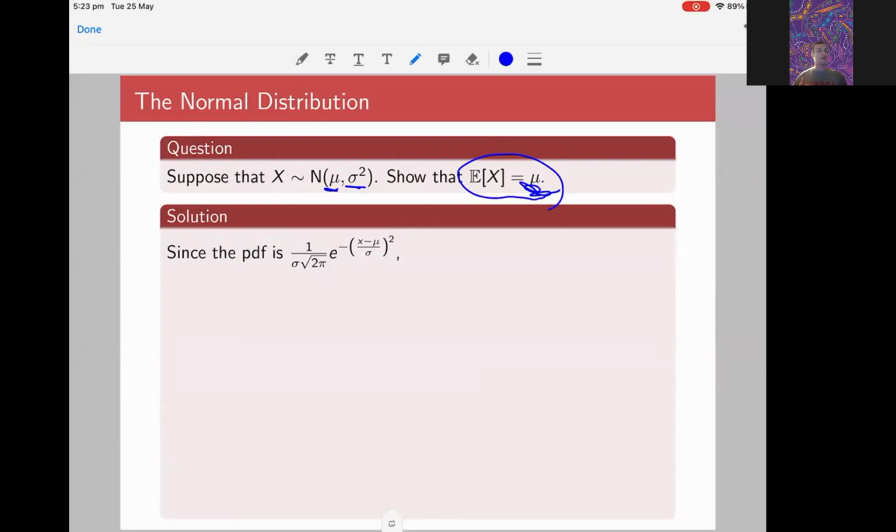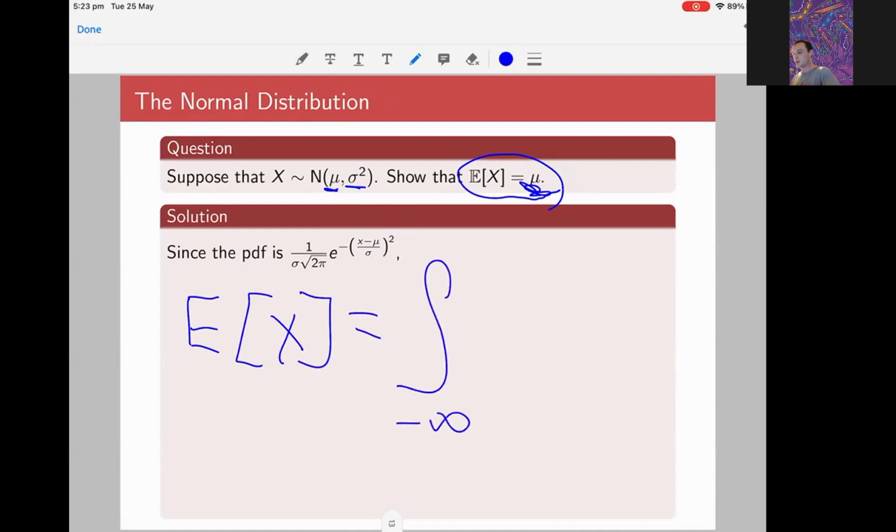Now, we sort of got an intuitive idea about why that would be the case simply by looking at the graphs we saw before. We saw that the center is really at this point mu, but it's something we do actually have to prove. So let's try and prove that. Now remember, by definition, the expectation of a random variable is equal to the integral of x times this.